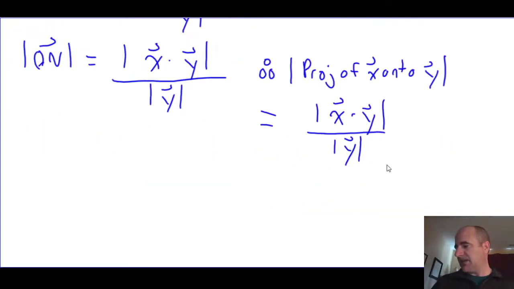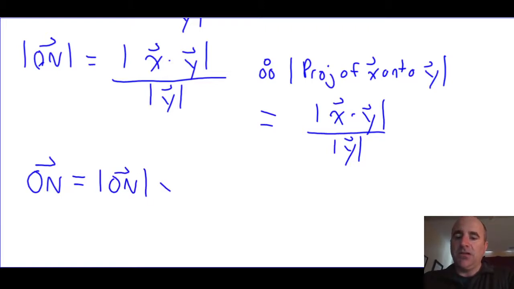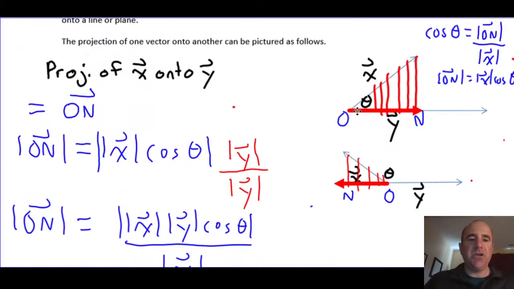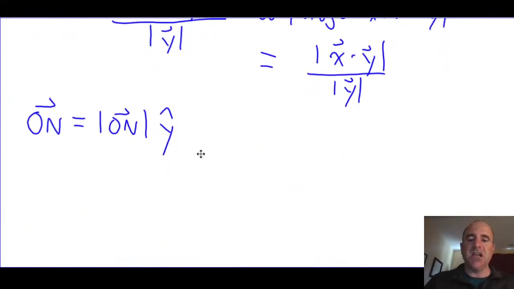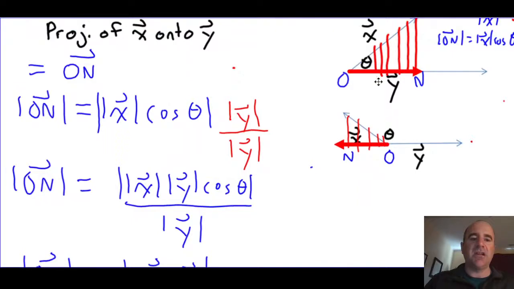Okay, continuing with this idea, we have the magnitude of ON, but we actually want to know what vector ON is equal to. So what we could do is say that ON is really the magnitude of ON times a unit vector in the direction of y. So once we have the magnitude of the projection, we know it has the same direction as y, or possibly the opposite direction. We'll worry about that in just a second. So what we could do is take that magnitude and just multiply it by a unit vector that has the same direction as y.